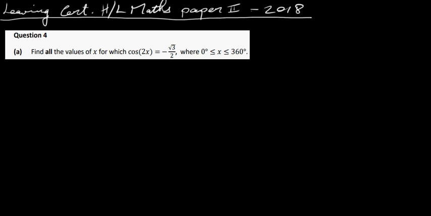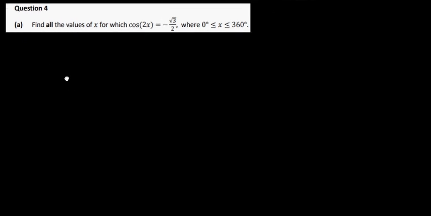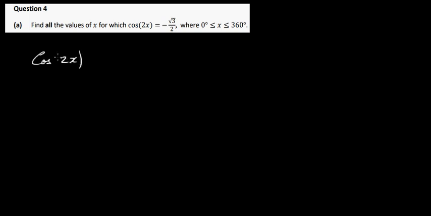Okay, so let's have a look at question 4 for the Leaving Certificate, Higher Level Maths Paper 2, 2018. In part A, we have to find all values of x for which cos of 2x is equal to minus root 3 over 2. We know that x has to be between 0 and 360.